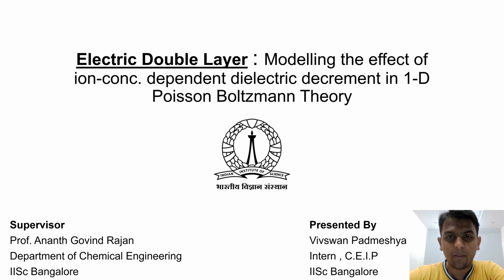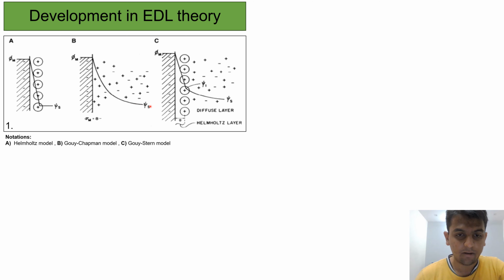To get a model for this electric double layer, Helmholtz first conceptualized the idea of a single molecular layer of counterions balancing the surface charges. Gouy-Chapman later came up with the idea of diffuse layers of positive and negative ions whose concentration gradually reduces as we move towards the bulk.